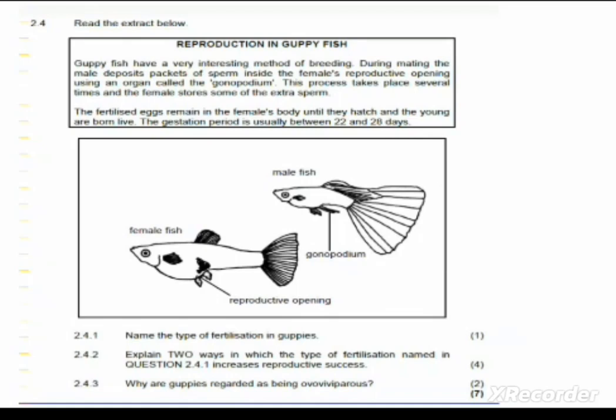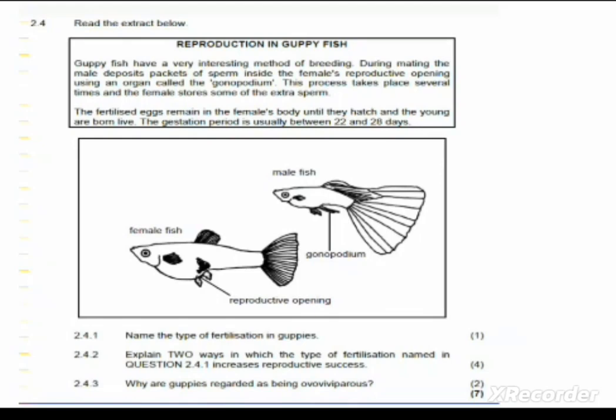So the last sentence, the gestation period is usually between 22 to 28 days. So name the type of fertilization in guppies, that is internal fertilization. We saw by the statement during mating, male deposit packets of sperm inside, right? The second question says explain two ways in which the type of fertilization named in question 2.4.1 increases reproductive success.